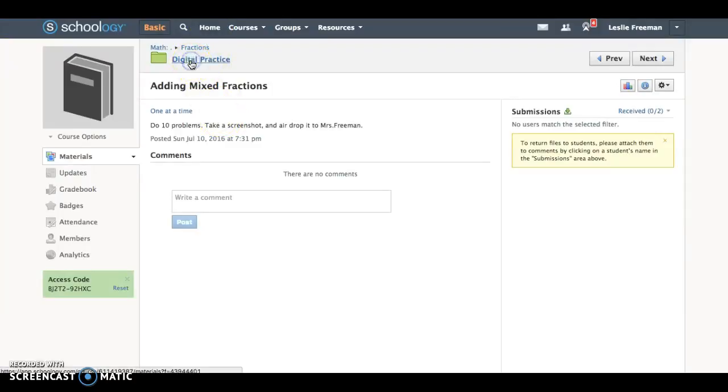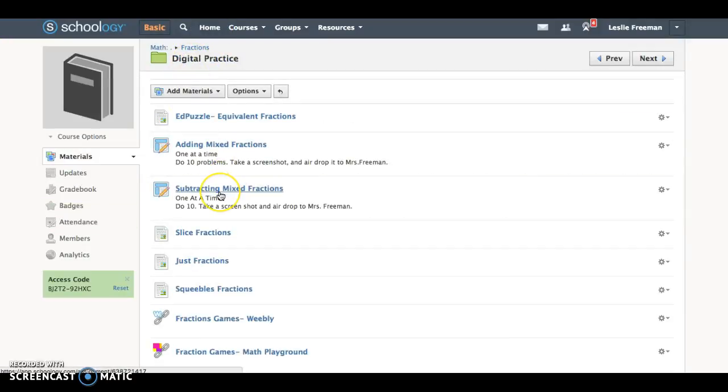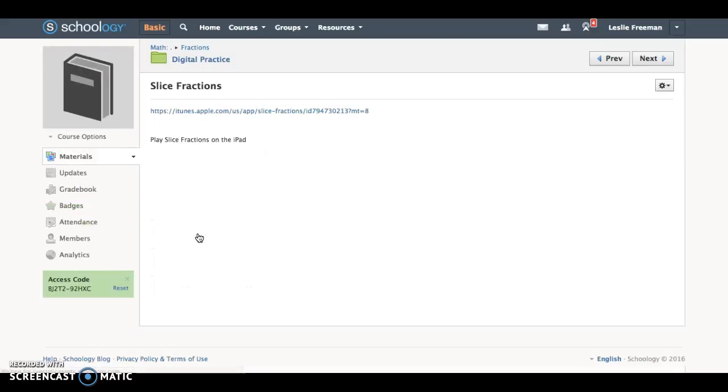I did an adding mixed fractions and a subtracting mixed fractions. Those are exactly the same activity, only the opposite operation, obviously. I also have included some apps for them to download. I'll have a classroom set of iPads as well, and that will be used during that digital practice group.